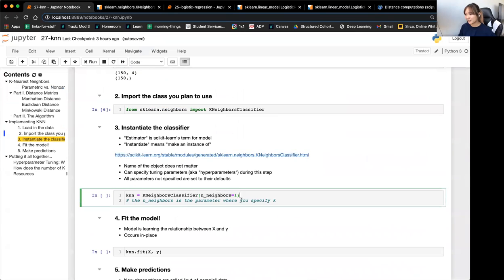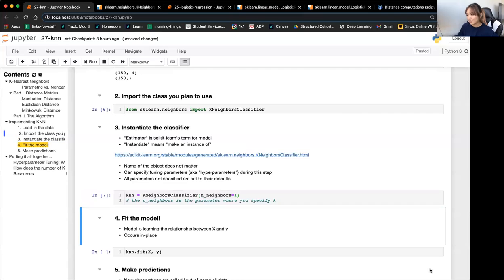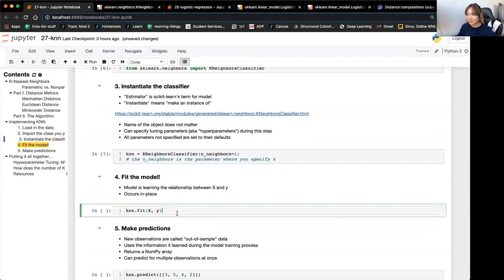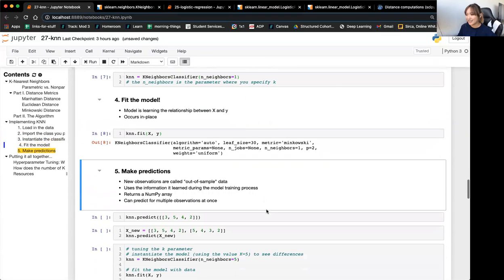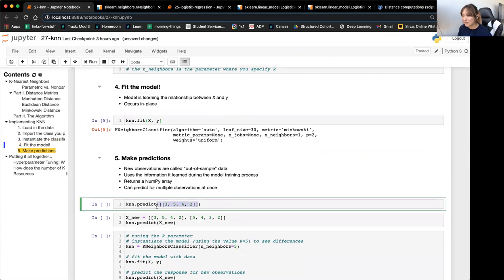After instantiating a classifier, let's just try one neighbor to begin with. After that is instantiated, again, we can just fit our model. This is a really simple example. I haven't done train test split, but I have another example right below this that does. And then really quickly, we can make predictions.